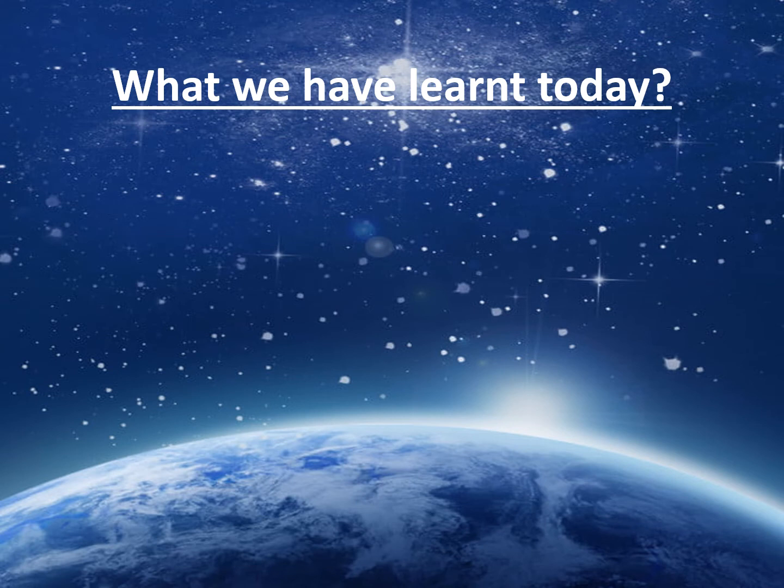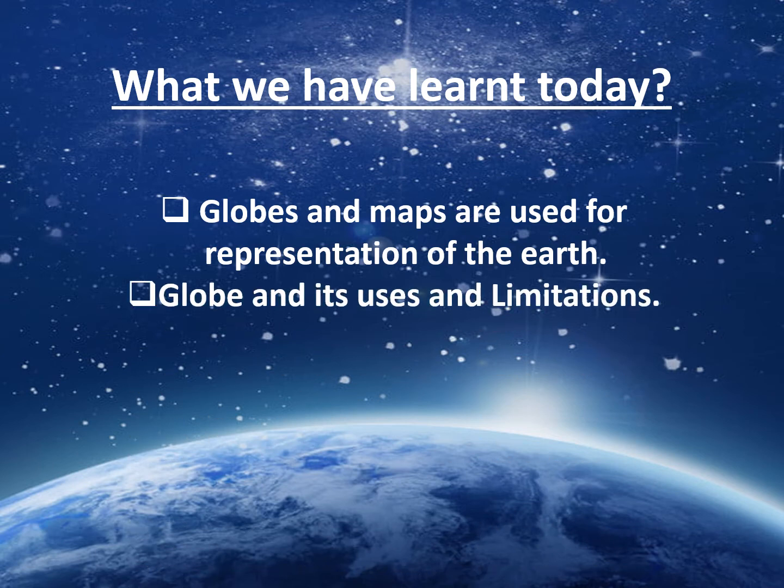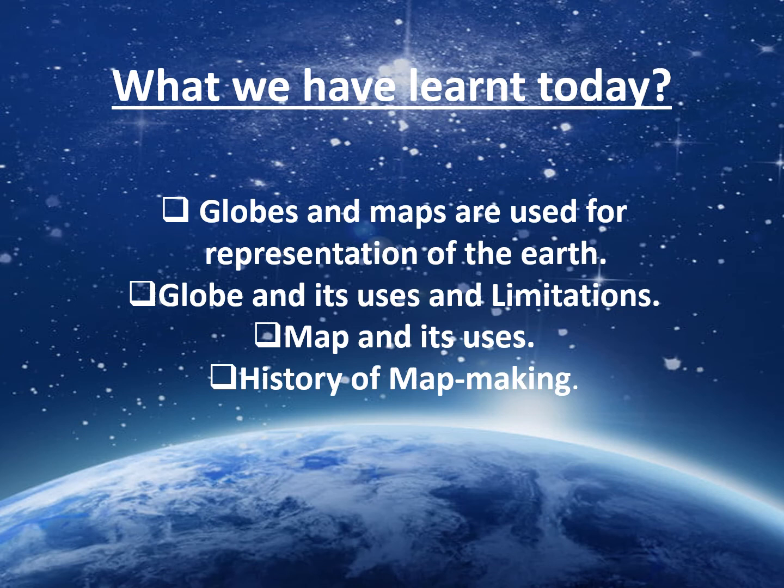So children, what have we learned today? We have learned that globes and maps are used for representation of the earth, the globe and its uses and limitations, the map and its uses, and the history of map making. Children, hope you all understood. If you have a textbook, read page number 13 and 14 and underline the difficult words. If not, you can use the PDF to read the lesson.